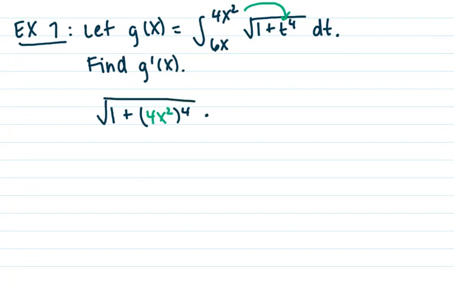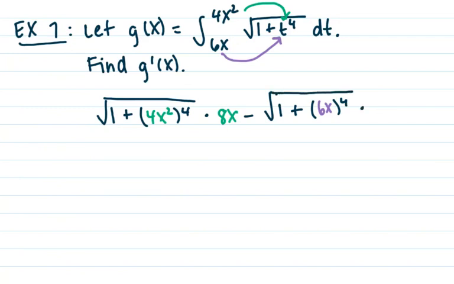Then I need to multiply by the derivative of the inside, which would be 8x, minus the square root of, now I'm going to plug in a 6x, so I'll get 1 plus 6x raised to the 4th, times the derivative of the inside. And you know what? I guess we can clean it up a little. All right, so we'll bring the 8x out front. 4x squared to the 4th. Ooh, I don't know what 4th is. All right, it's 256. I cheated.